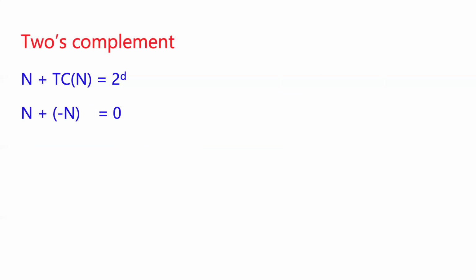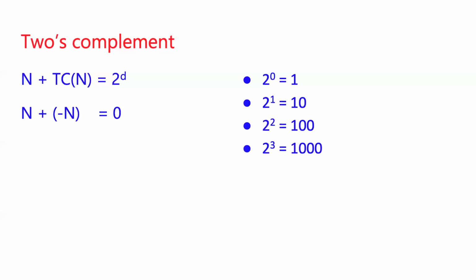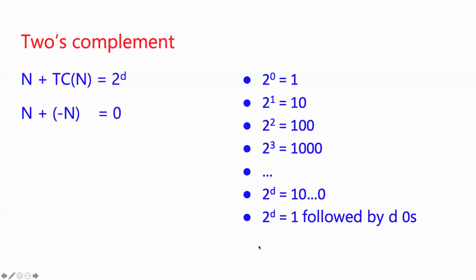I've got some examples that show off kind of what I was talking about. So n plus the 2's complement of n, formally, that's going to add up to 2 to the d. We want it to behave like n plus the negation of n equals 0. Well, 2 to the 0 is 1. 2 to the first is 1, 0. 2 to the second is 1, 0, 0. 2 to the third is 1, 0, 0, 0, and so on. So 2 to the d is 1 with a bunch of zeros after it. Like I said, where a bunch is d zeros.